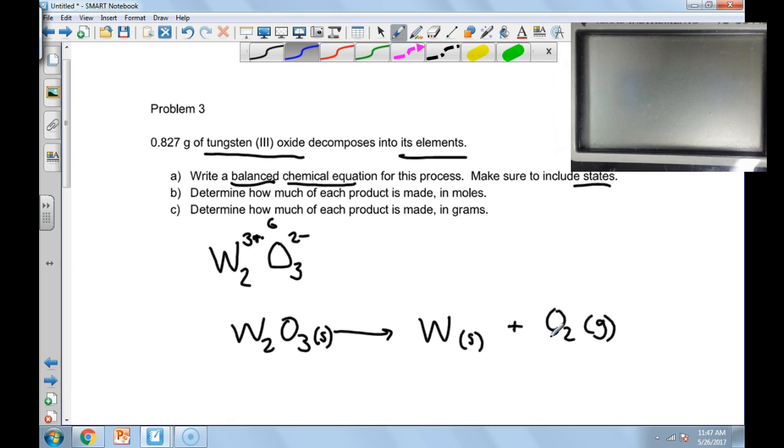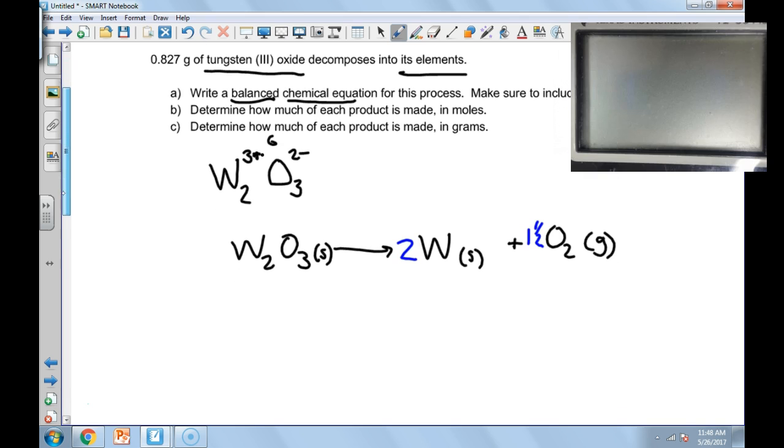Now we look at the coefficients here. There are 2 tungstens on one side and only 1 on the other, so I'm going to put a 2 there. Now for oxygen, we have 3 and we have 2, so we need 1.5 of these. The problem with that is that we cannot have halves in our balanced chemical equation. We can only have that in one specific type of chemical equation that we could learn later on. But when we see a half, we can't leave it, so we're going to take the whole reaction and multiply it by 2.